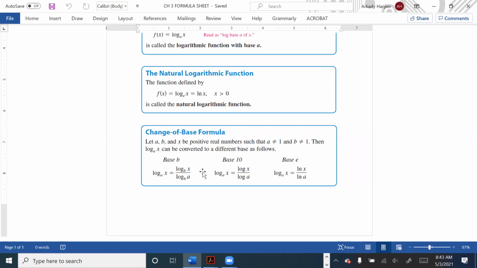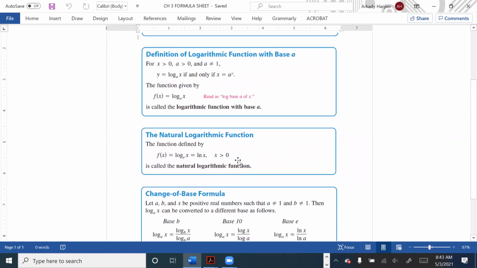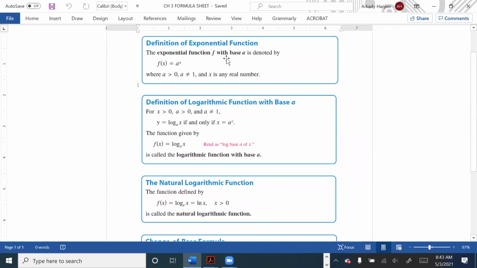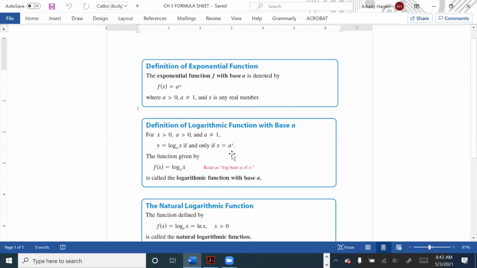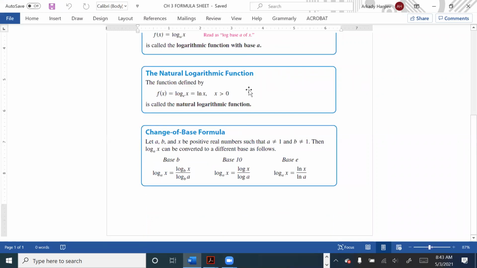So is there still going to be a formula sheet? Just the change of base formula, natural log, definition of exponential. Okay, yeah. So that little piece right here. The rest you have to memorize. So let's list them out, all the rules that we have so far. So we have, okay, there's that. Remind me so I don't forget.